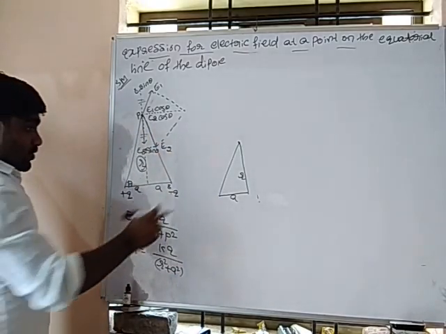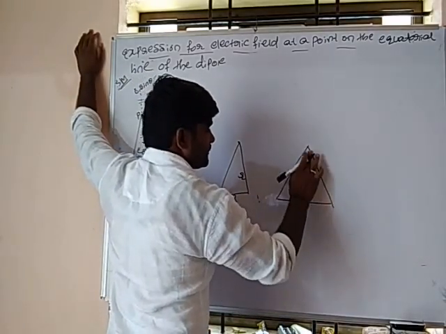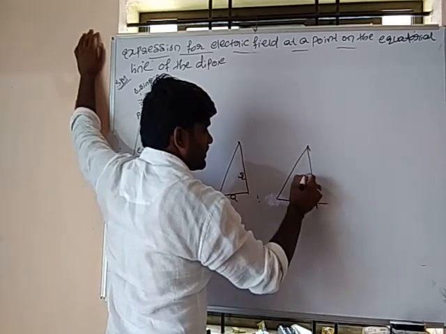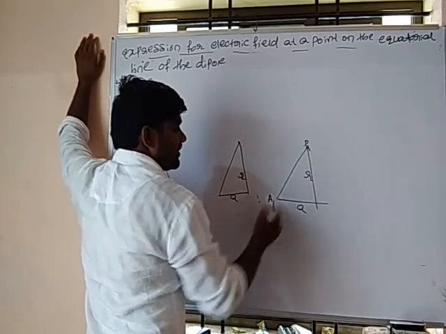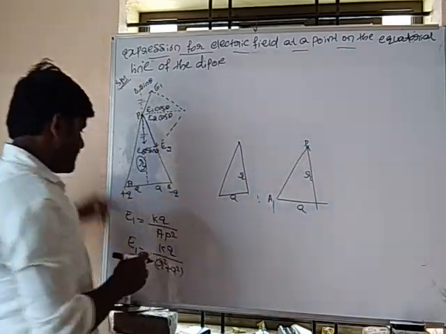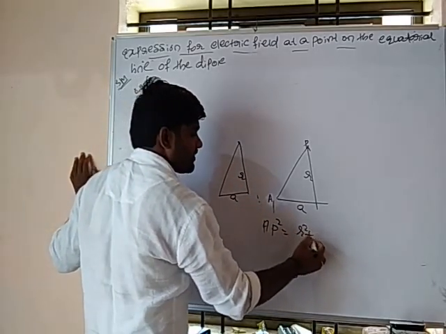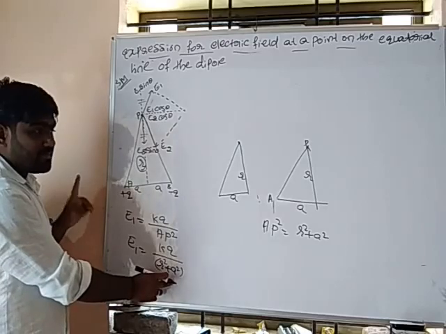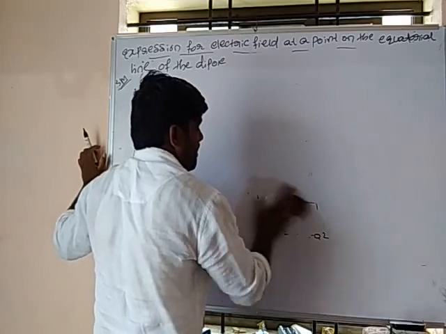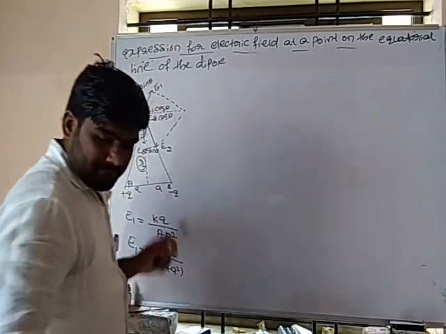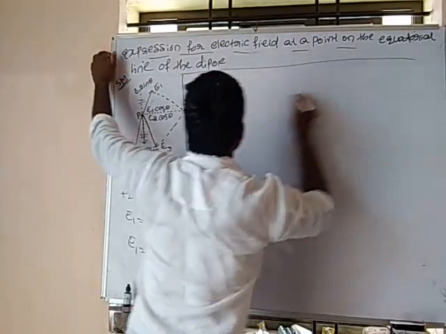Once again I am solving this. So it will be R, and it will be your A, and this is your P. AP square I want, is it not? How to calculate AP square? AP square is equal to R square plus A square. Then E1 we have calculated. Then find for E2.